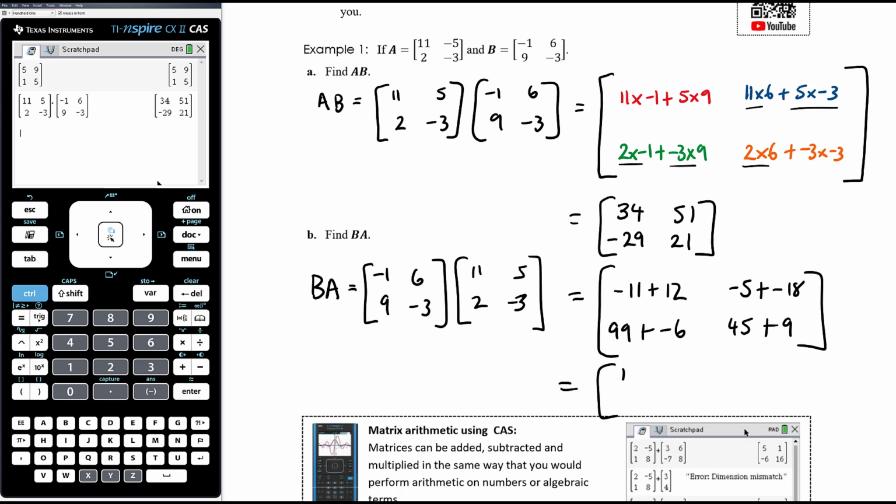Negative 11 plus 12 is 1. Negative 5 plus negative 18 is negative 5 minus 18, that's negative 23. 99 minus 6 is 93, and 45 plus 9 is 54.